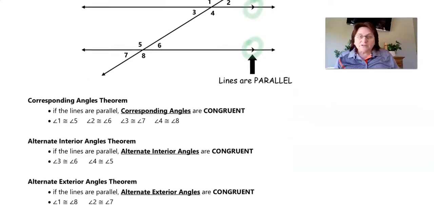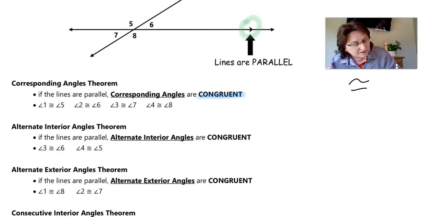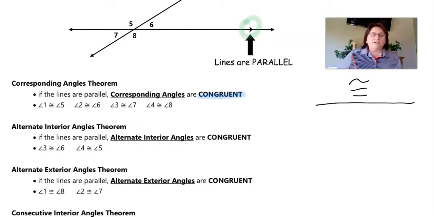All right, so the corresponding angle theorem. Do you guys remember corresponding angles? Corresponding angles have to be in the same location with respect to their intersection. So if the lines are parallel, then corresponding angles are congruent. I'm going to come over here and make a little table. Congruent angles: the congruent angles are corresponding angles. That's one of them.